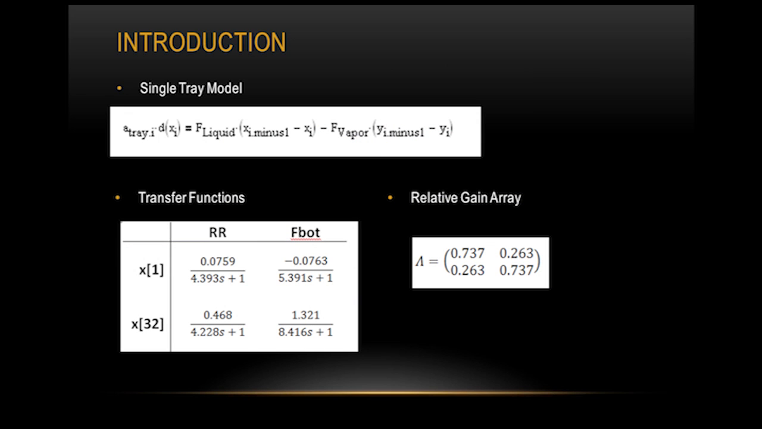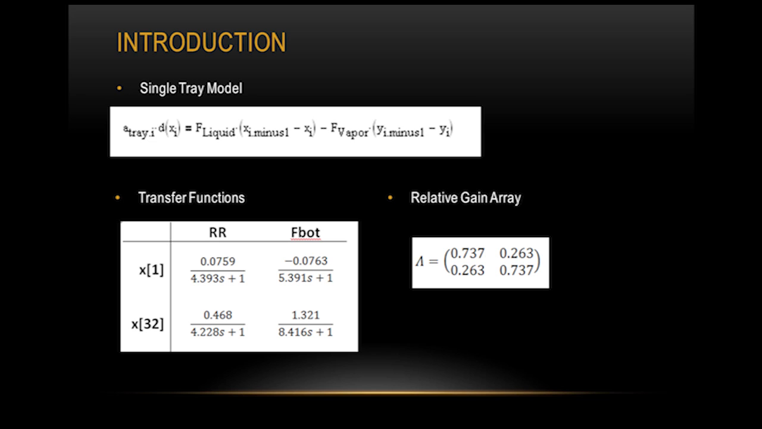First of all, what we had to do was get a model. So we derived this single train model for the distillation column, and with that we were able to find out how the model reacted to different manipulated variables. The two manipulated variables we have are the reflux ratio and FBOT, which is the fraction of the feed exiting the bottoms, and then we analyzed how those affected each of the compositions coming out of the top, the distillate, and coming out of the bottoms as well.